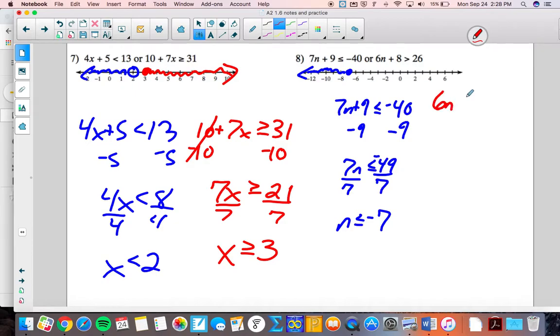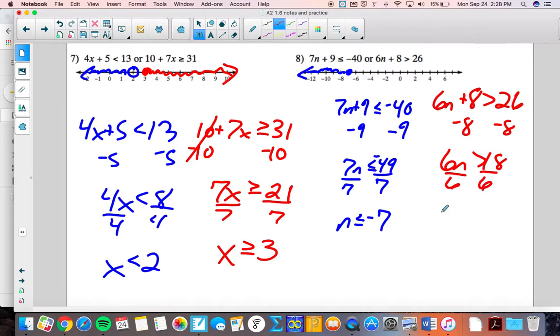Last one, 6n plus 8 is greater than 26. So we subtract 8 and subtract 8, we get 6n is greater than 18. We divide by 6, we divide by 6. N is greater than 3. So we do an open dot at 3, and then it's greater to the right. Boom.